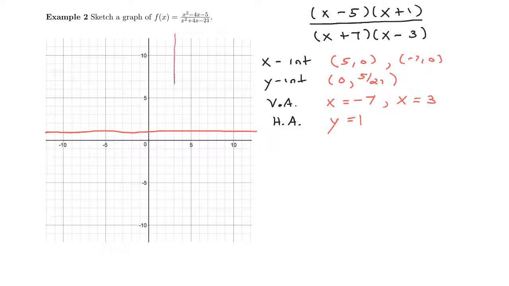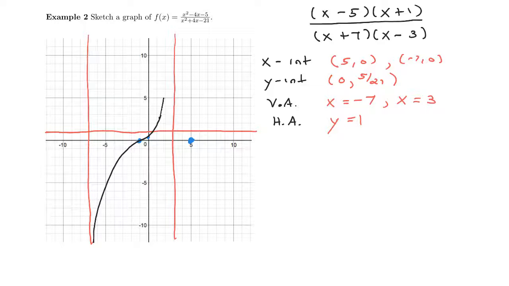x equals 3 and x equals negative 7 are my two vertical asymptotes. I have two x-intercepts. One is at (5, 0). One is at (-1, 0). And then it crosses over the y-axis at (0, 5/21), so right about there. Okay, my graph has to go through every intercept and approach the asymptotes, so I'm thinking the graph has to look like this.